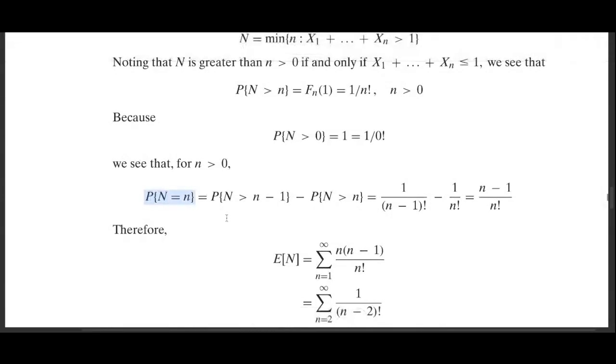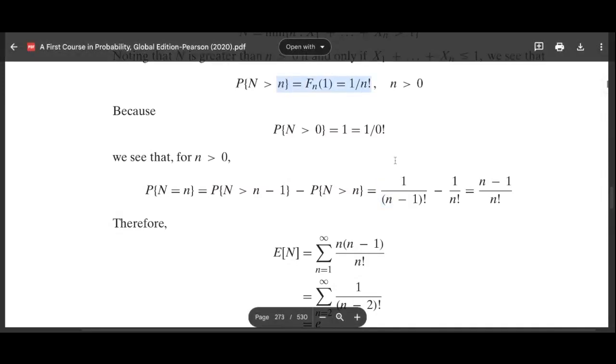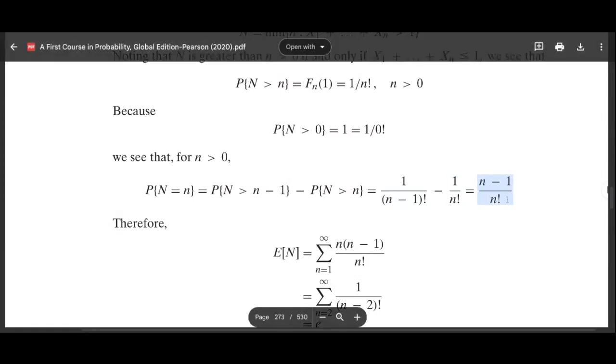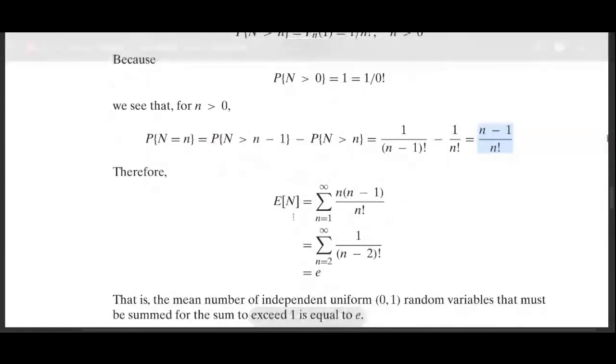Then the probability of N equals n is the probability of N greater than n minus 1, minus the probability of N greater than n. Using this, we get 1 over n minus 1 factorial minus 1 over n factorial, which is n minus 1 over n factorial. So the expected value is the sum of n times n minus 1 divided by n factorial, adding up all those.